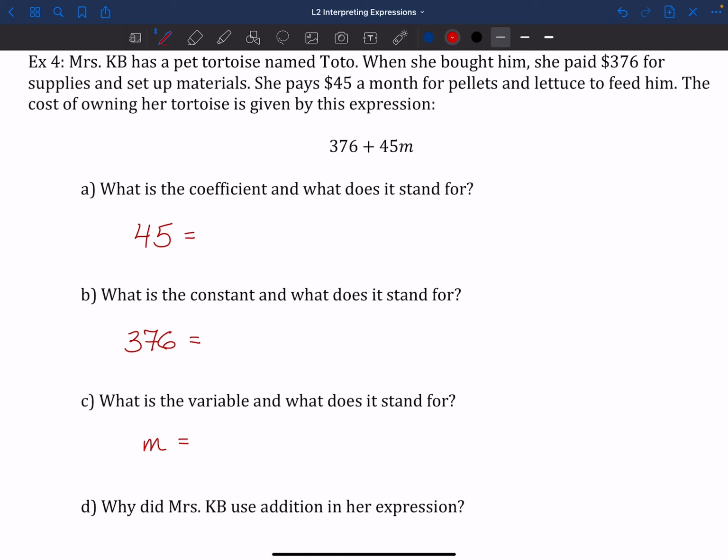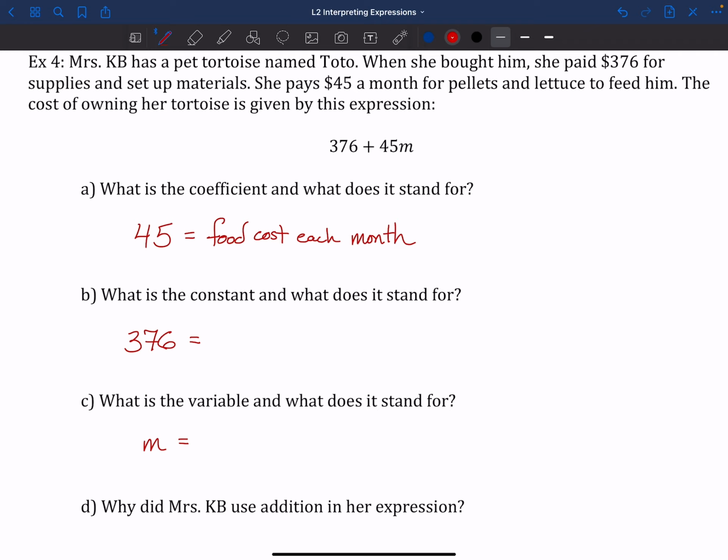The coefficient is 45. Looking back in the problem, it says that she pays $45 a month for pellets and lettuce to feed him. So it sounds like that's going to food. So 45 is the food cost, and specifically, it's $45 a month. So it's the food cost each month. Sure would be cool if it was only $45 once and then that's it, but it's $45 each and every month to keep that up.